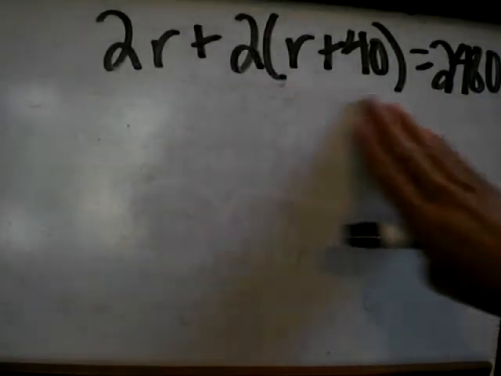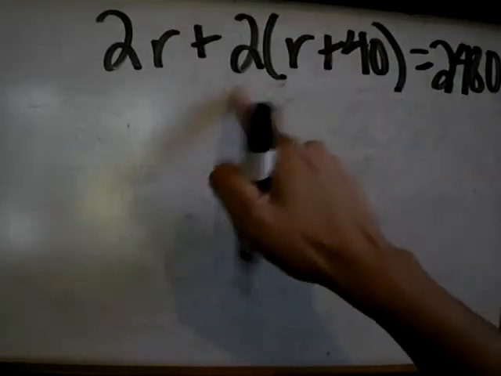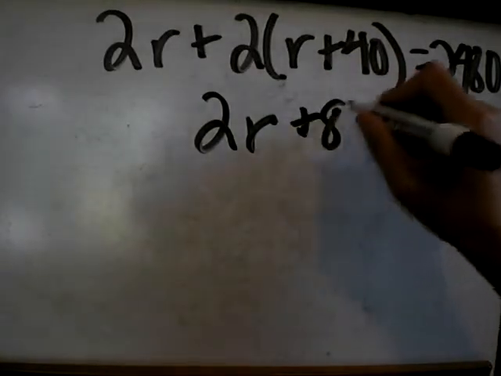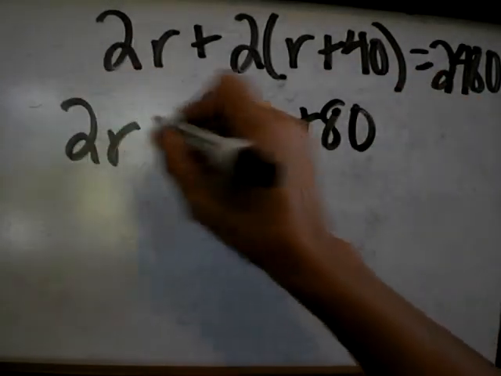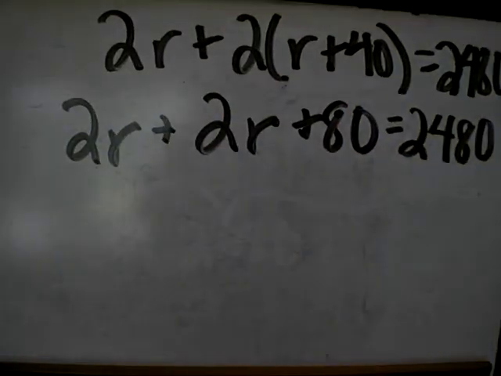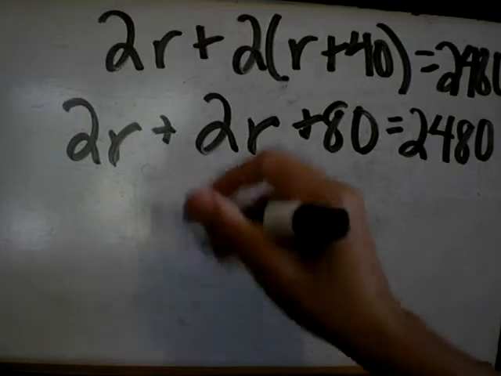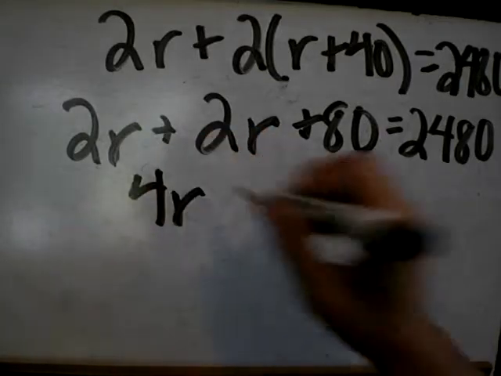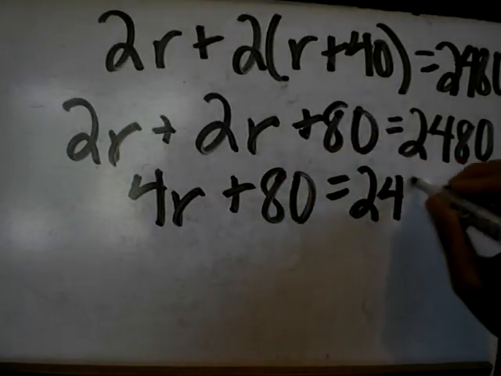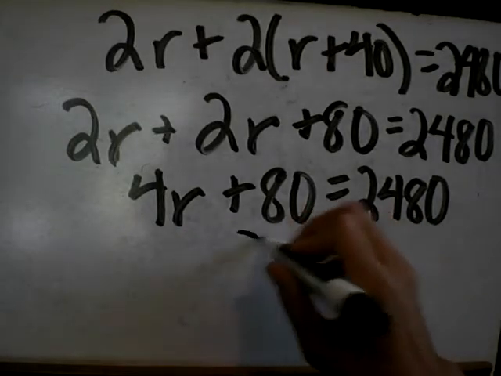Just by looking at this, it looks like the distributive property, so let's go ahead and distribute the 2. 2 times r is 2r, then 2 times 40 is 80. I'm going to bring down that 2r and then bring everything else down. Now we've got this to work with. We can combine like terms: 2r plus 2r is 4r. I'm going to bring down the plus 80 equals 2,480. Then we've got to get r by itself, so we're going to subtract 80 on both sides.